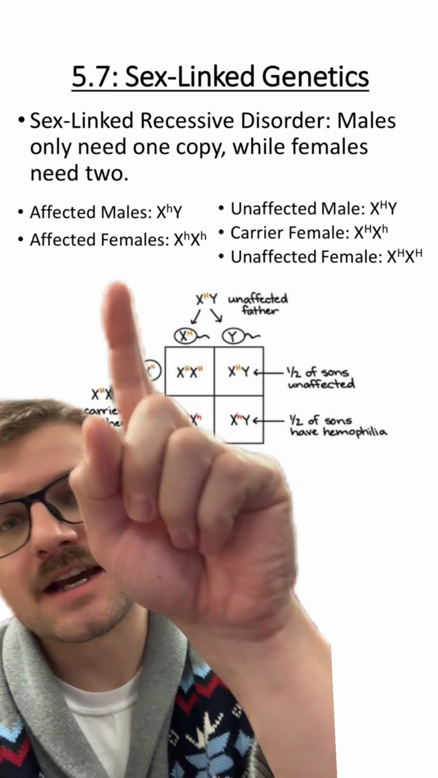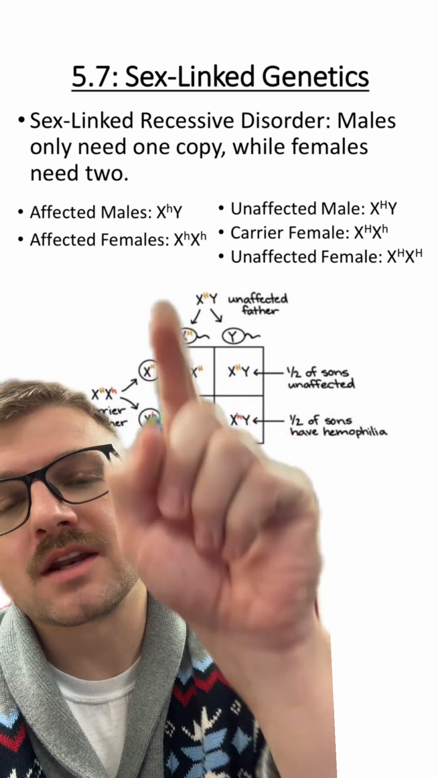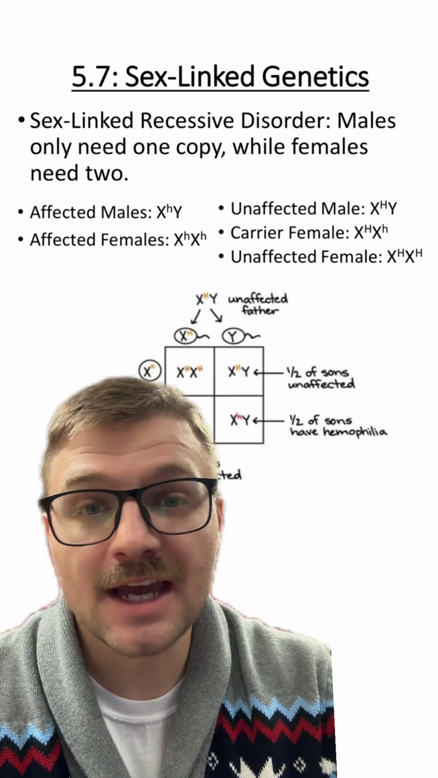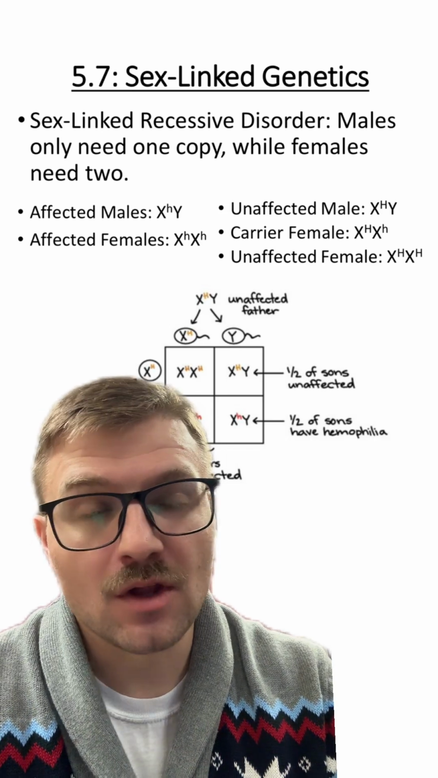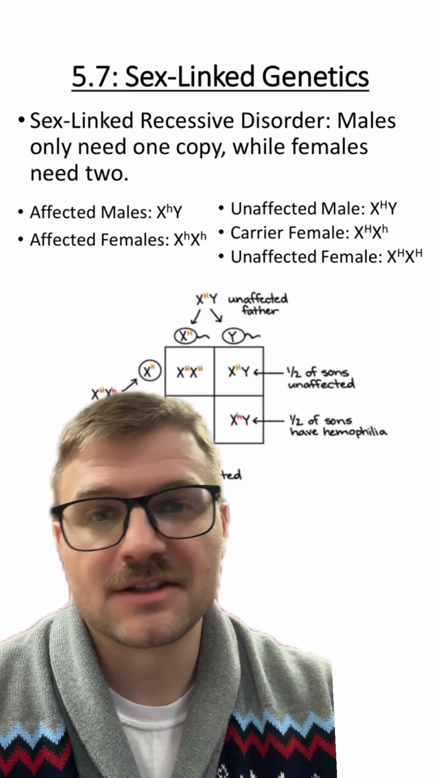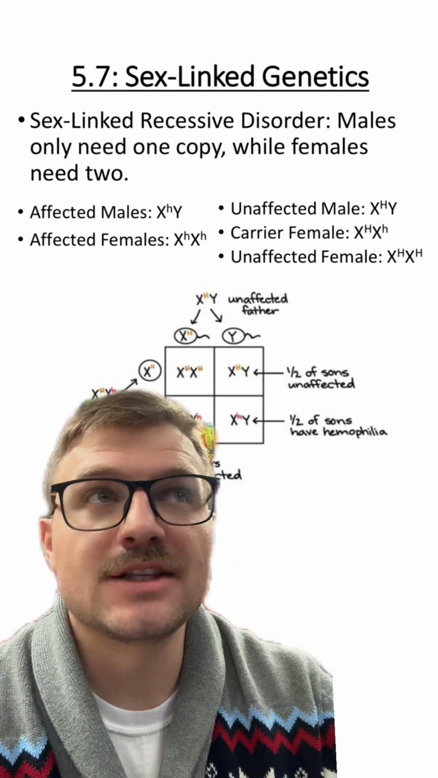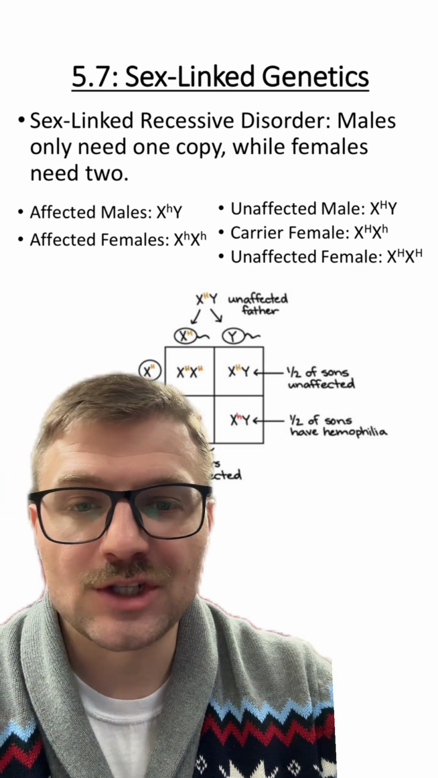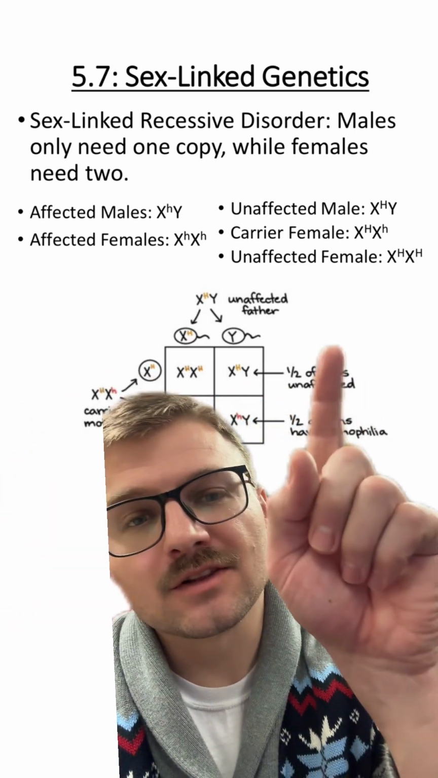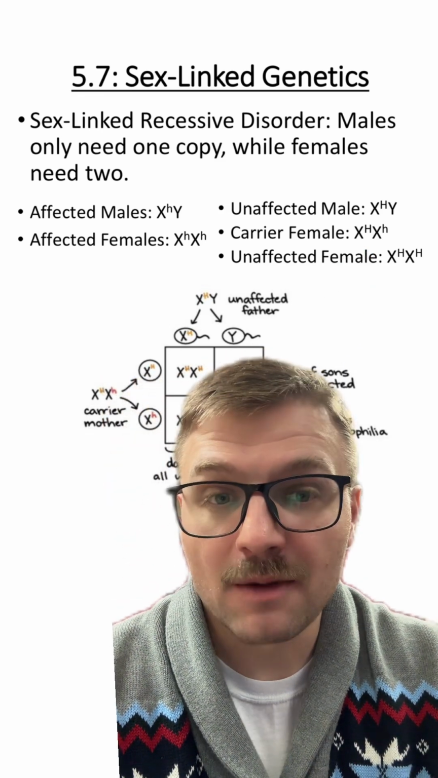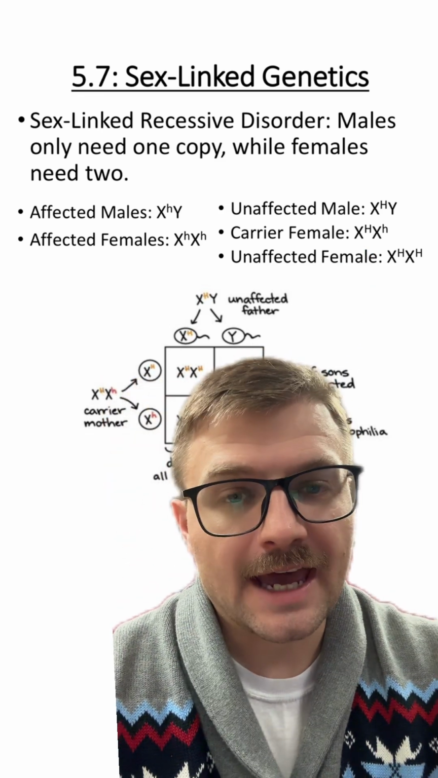As you can see on the left-hand side here, affected males only need one of the X chromosomes with the recessive gene in order to be affected. This is because, again, they only have one X chromosome. So as long as they get one of the X chromosomes with the recessive gene, they're going to have this disorder. Females, on the other hand, need two of these genes. You can see, again, the affected female here is XH, XH. This is because as long as a female inherits at least one of these X's with a big H or a dominant letter H, they're not going to have that disorder.